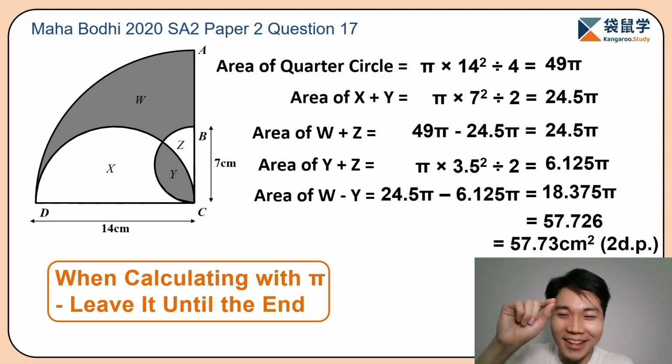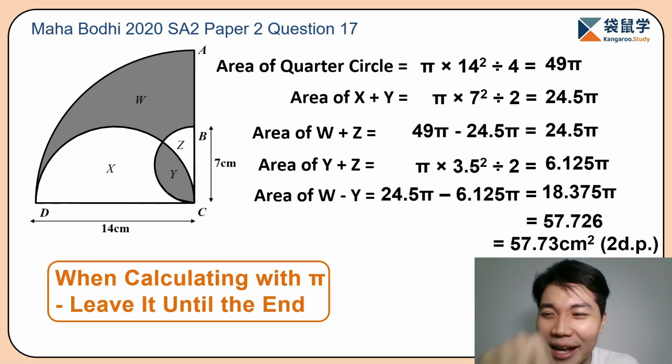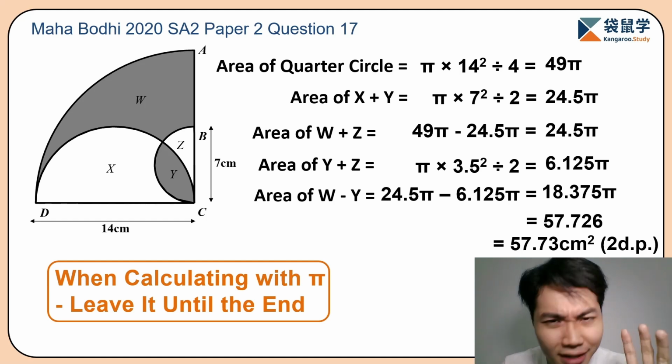So, we can see here, by calculating, we're leaving pi all the way at the end. We save a lot of time in our calculation as well. And we are accurate too.